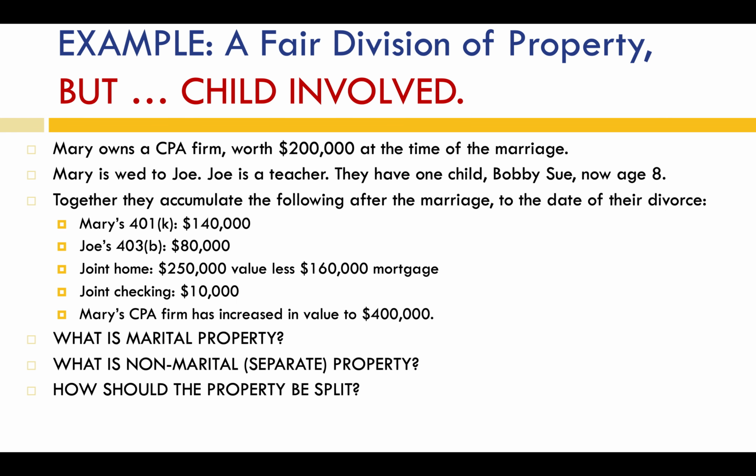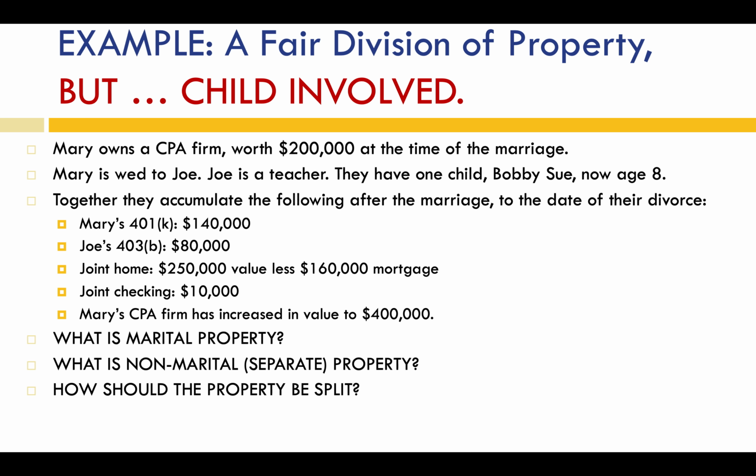So, let's go back now to our situation before Mary owned the CPA firm. There's 401k accounts, the joint home, all that. But now, what if they have a child, Bobby Sue, age 8? Well, forget the name Bobby Sue, for example. That's kind of a bad name, I guess. But what happens at that point? What is marital property? Or is it non-marital property? The same thing. But how should the property be split?